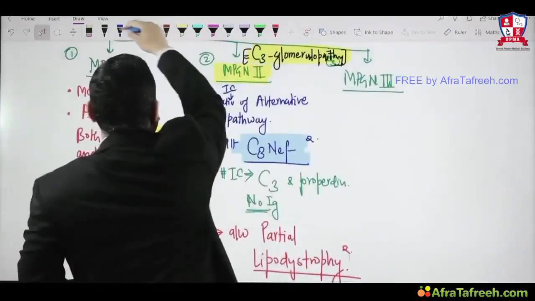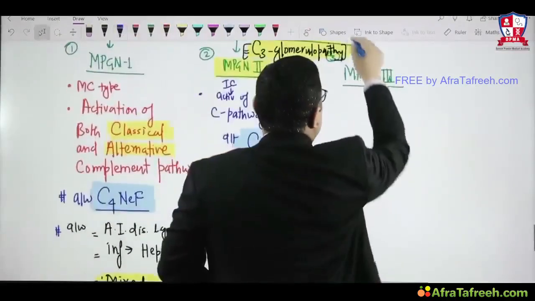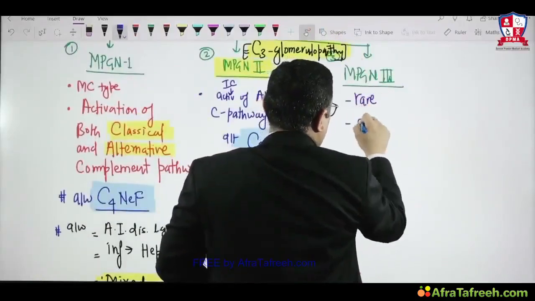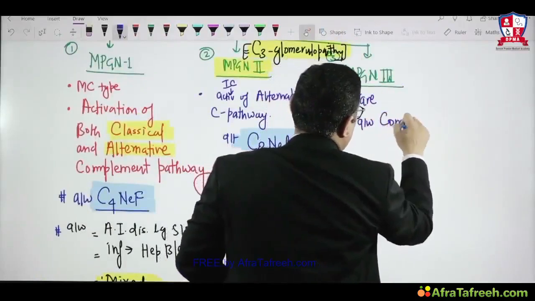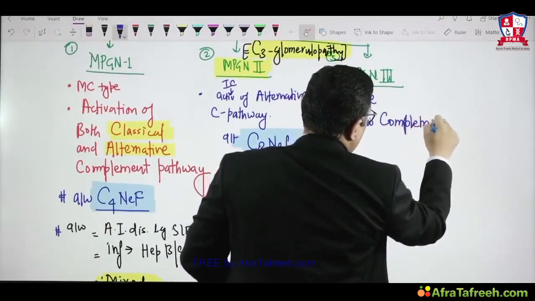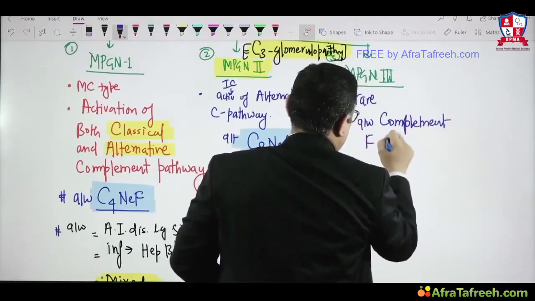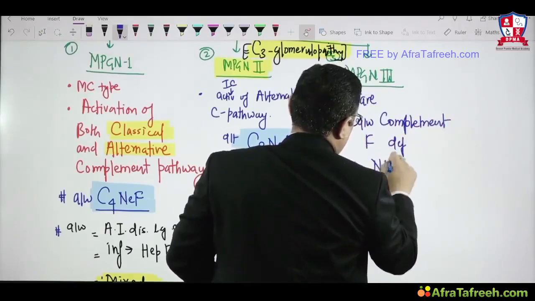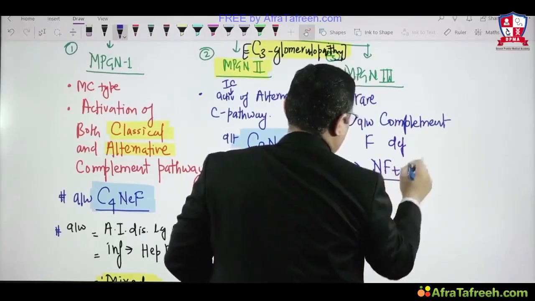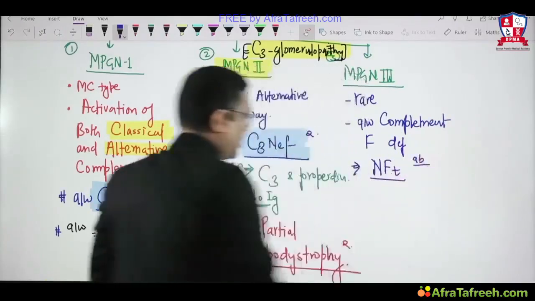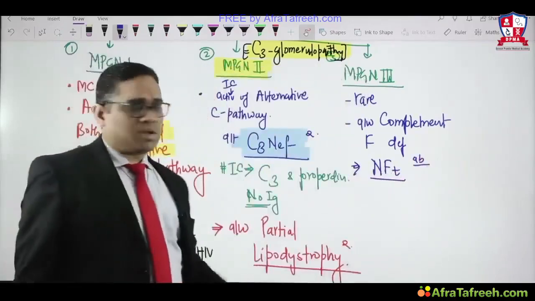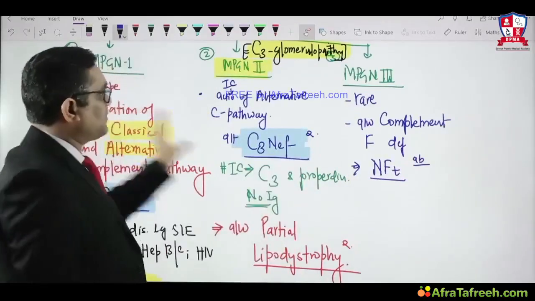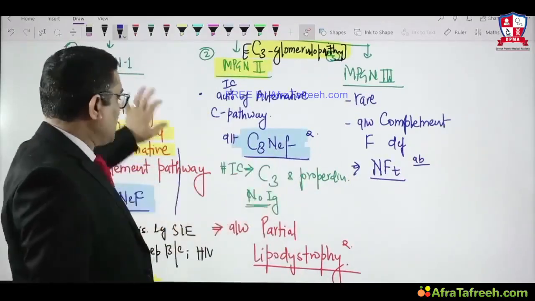MPGN 3 is a very rare subtype. Remember, it's a rare subtype, and it is associated with complement factor deficiency. And they will be having NFT, nephritic factor for the terminal pathway type of nephritic antibodies, right? So nephritic factor terminal pathway type of antibodies will be associated with MPGN type 3. So now we have seen MPGN type 1, type 2, type 3.